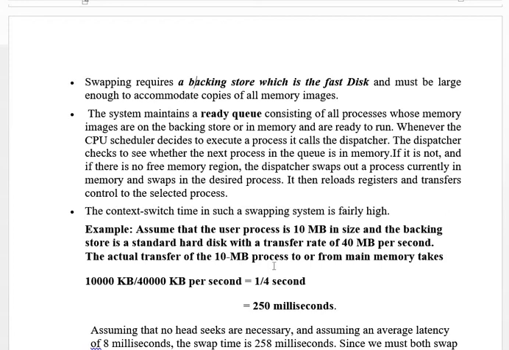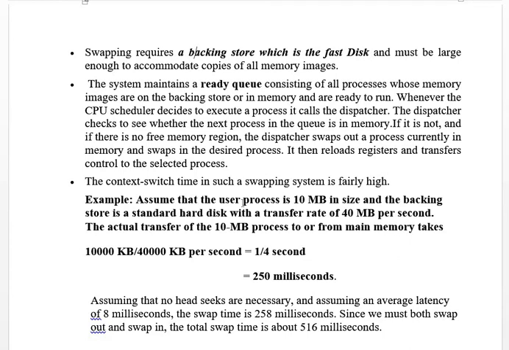So let us take an example to understand this. Assume that the user process is 10 MB in size and the backing store is a standard hard disk with a transfer rate of 40 MB per second. The actual transfer rate of this 10 MB process to and from memory takes around, now you convert this 10 MB to kilobytes, so 10 MB becomes 10,000 kilobytes and 40 MB becomes 40,000 kilobytes per second. So this is equal to 250 milliseconds.